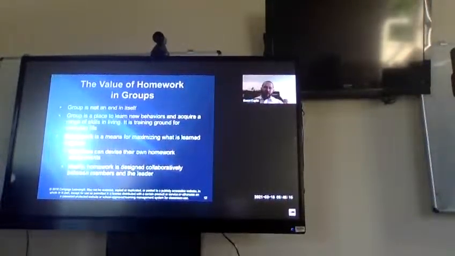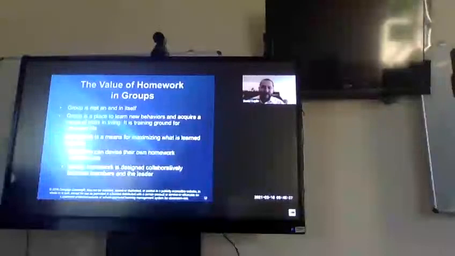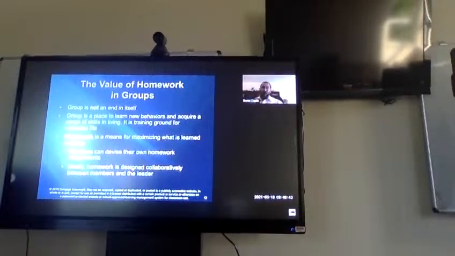So if you use homework, you give people an opportunity to connect to what happened in between groups, which means that instead of having 60 to 90 minutes with these individuals, now you're giving them the opportunity to think about the experiences of group 24/7. You're giving them the full range of experience. Members can design or devise their own homework assignments, right?